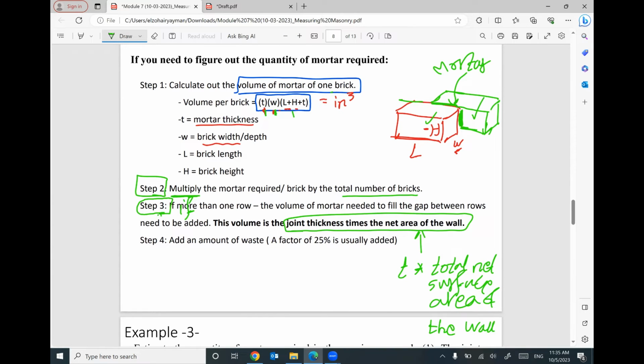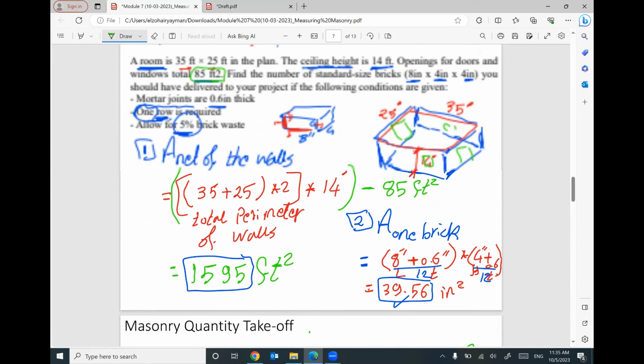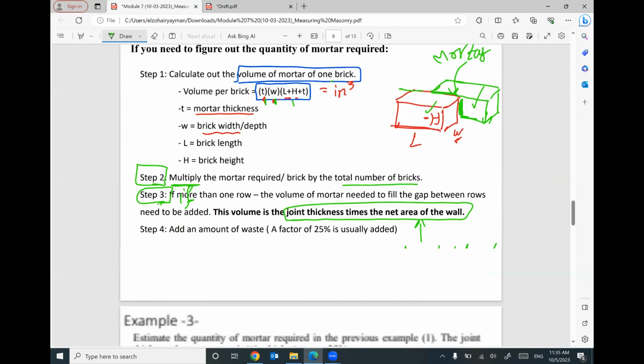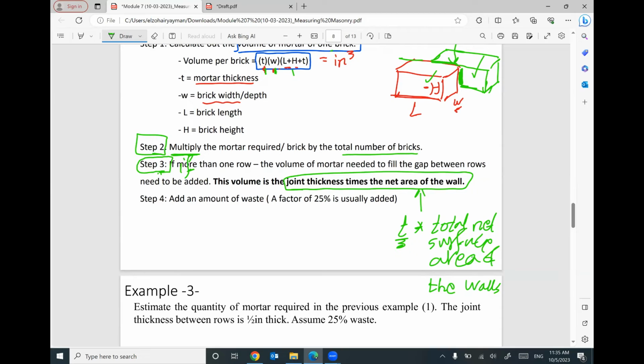There are many walls. Keep in mind the thickness of the mortar is known, and the total surface area of the wall should be known from the previous example. That makes sense? This value is 1,595 square feet. If you multiply the thickness by this total surface area, you can get the additional mortar that will be needed to fill the gap between the 2 rows.